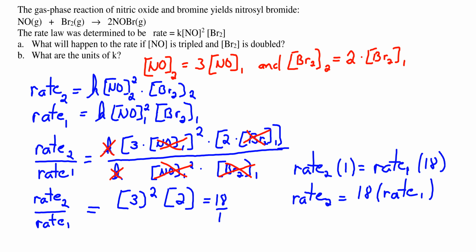All right, so here we have it completely worked out. Our rate 2 to rate 1 is going to be equal to 18 to 1. So rate 2 times 1 is equal to rate 1 times 18, or we rearrange it, and we see that our second rate is 18 times faster than our initial rate.